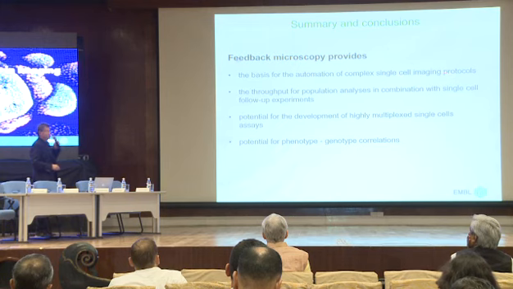Now, in summary, we think this feedback microscopy offers us a vast number of different applications, and it allows us automation of complex single-cell imaging protocols, FCS, FRAP analysis, and we can do some population analysis in combination with single-cell follow-up experiments, for example, transcriptomic sequencing. We're also trying now to see if we can do some proteomics, but for this we have to collect several thousands of cells. And we can do highly multiplexing, for example, multiple labeling, and finally it also has the potential for phenotype-genotype correlations.